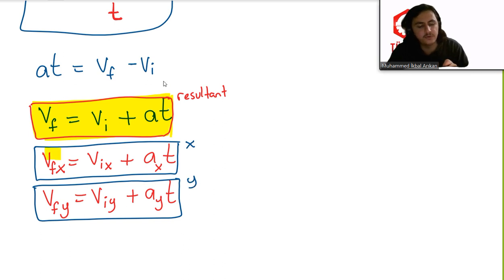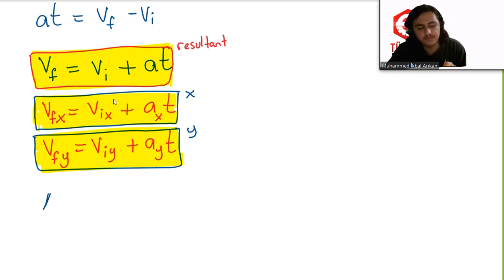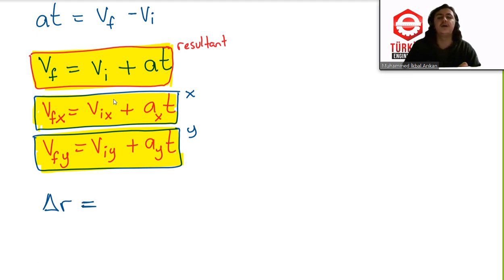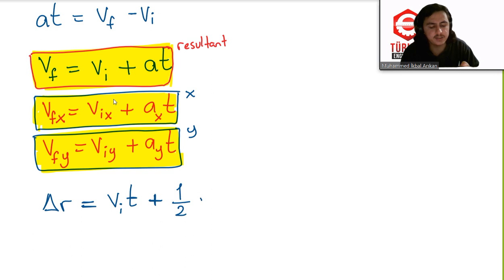So I can use this formula for 3 of them, for all of them. What about the displacements? How can I calculate the displacement? If I have a non-uniform motion, our displacement formula will be different. So delta r, which is resultant displacement, will be equal to initial velocity times time plus half of acceleration times time squared.